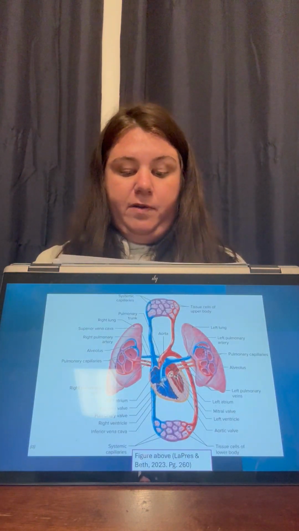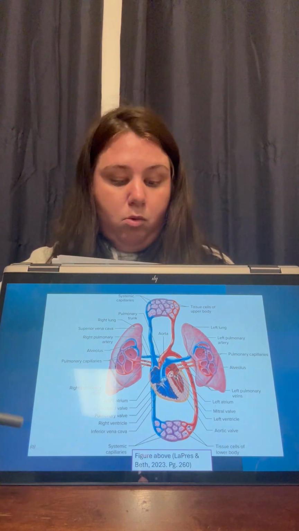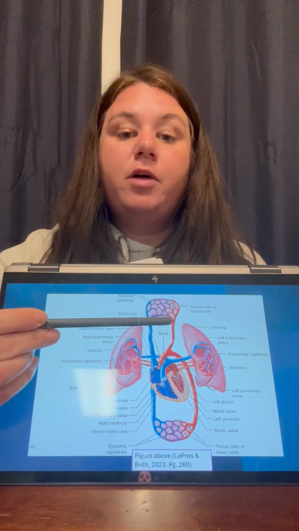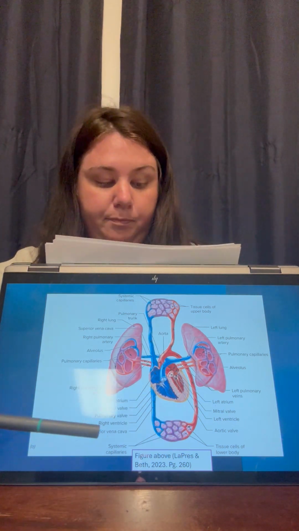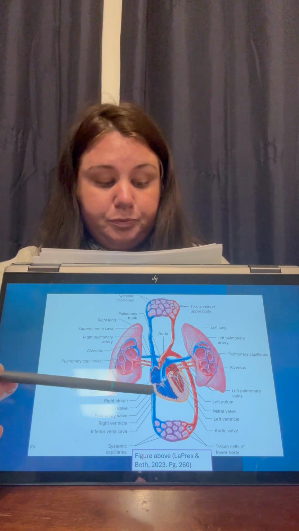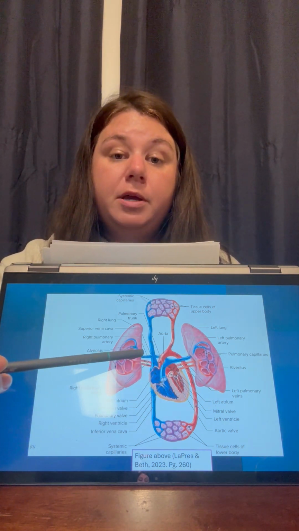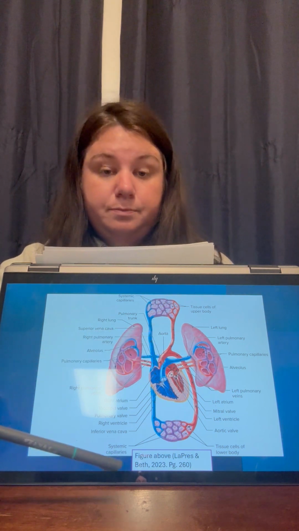Here is an image of how the blood flows through the heart. You can see how once the blood leaves the aorta, then it goes into the tissues of the upper and the lower body. When the blood flow leaves the heart from the pulmonary valve, it will go through the pulmonary trunk and through the pulmonary arteries, which then lead to the lungs.